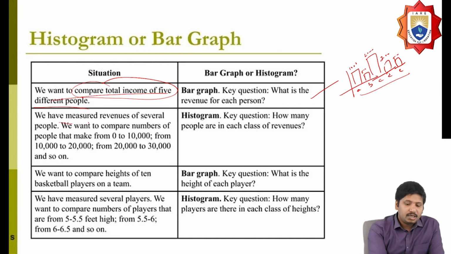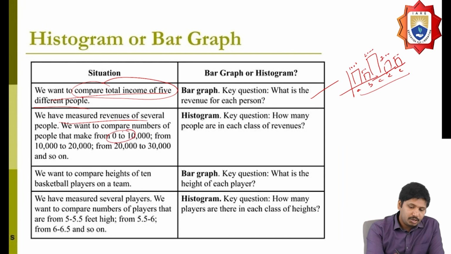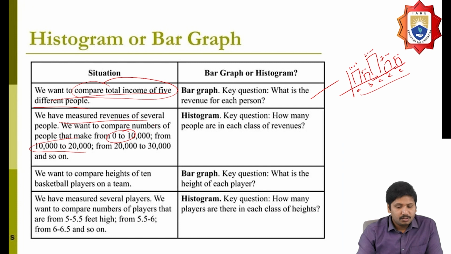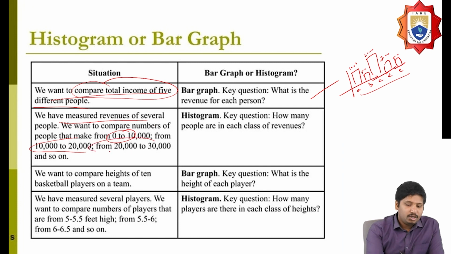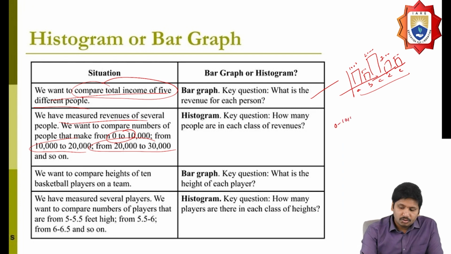The next situation is that we have measured the revenues of several people. We're going to compare the number of people in between 0 and 10,000, between 10,000 and 20,000, and between 20,000 and 30,000. The question is how many people are there in each revenue range. Suppose I have a table: between 0 and 10,000 the number of people is 30, between 10,000 and 20,000 it is 20, and from 20,000 to 30,000 it is 35.